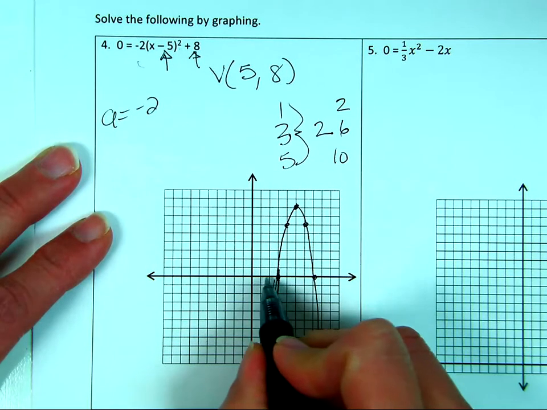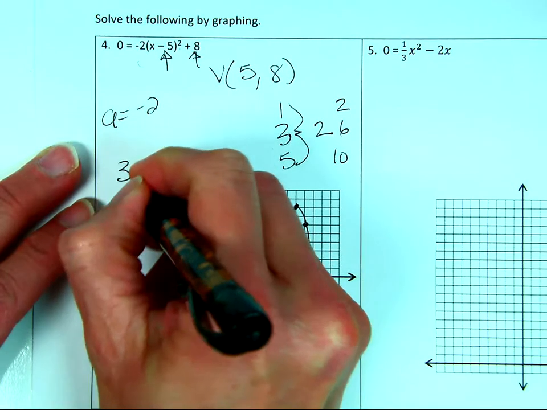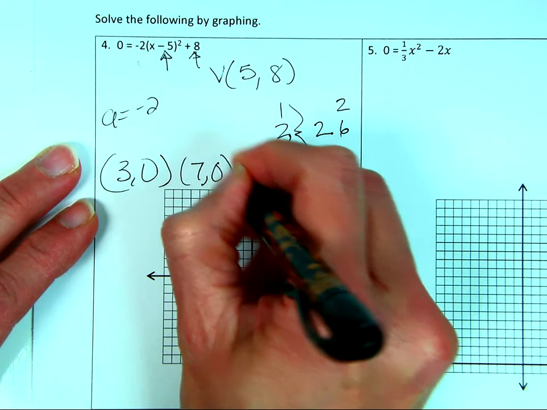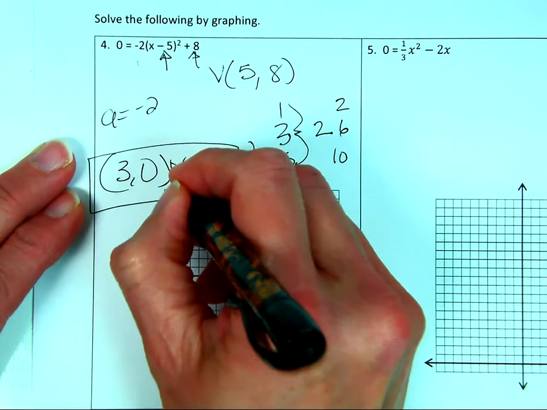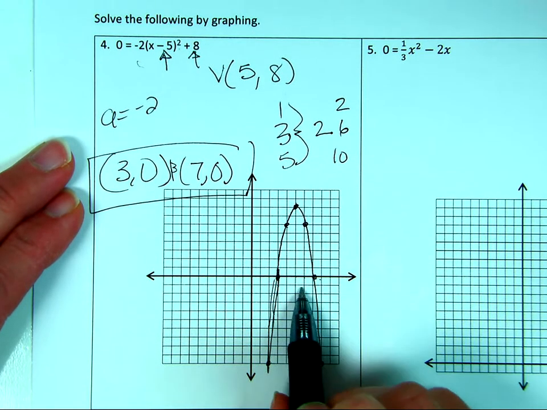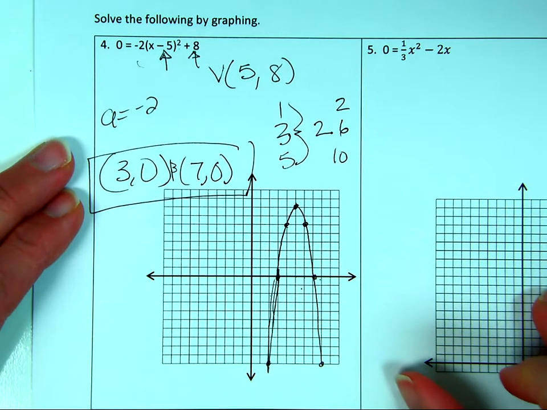So it looks like they're at 1, 2, 3, 4, 5, 6, 7. So my answers are the x-intercepts. That's the (3, 0) and the (7, 0). So these are the solutions because that's where the graph crossed the x-axis. So we graph it, then we write down our x-intercepts.